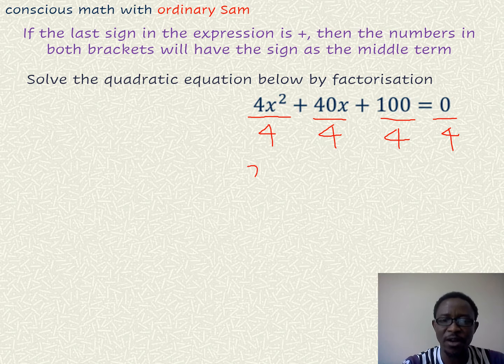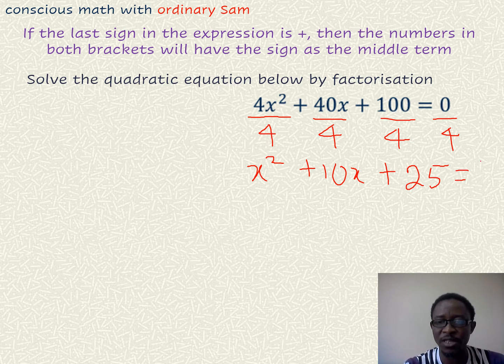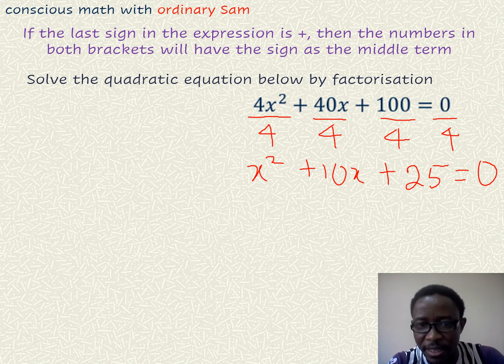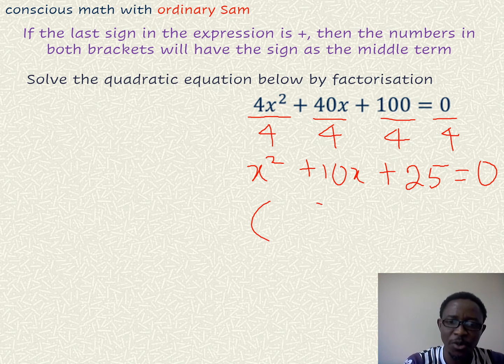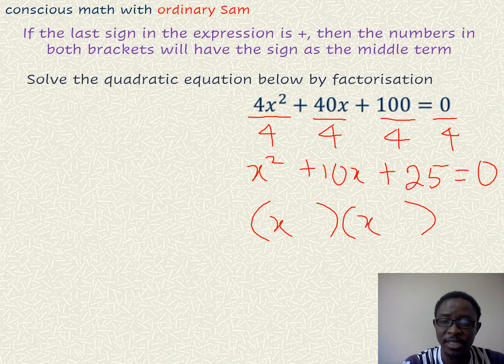So 4 divided by 4, we have x squared left. 40 divided by 4, we have 10, and the x left. 100 divided by 4 is 25. 0 divided by 4 is 0. Our balance is maintained. Next, open your two brackets and write the variables in the brackets. So go to the instruction up there. It has said that if the last term is a plus, then the middle term will stay in the bracket. Yes, the last term is a plus, plus 25. The middle term is coincidentally a plus, so plus stays in the brackets.